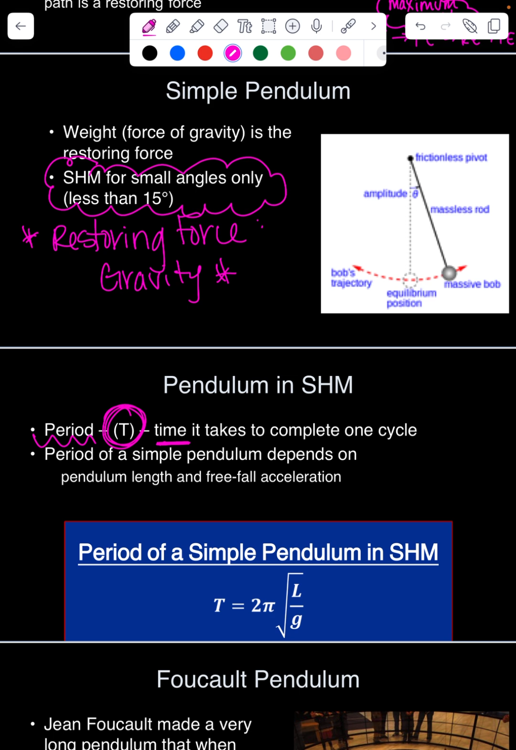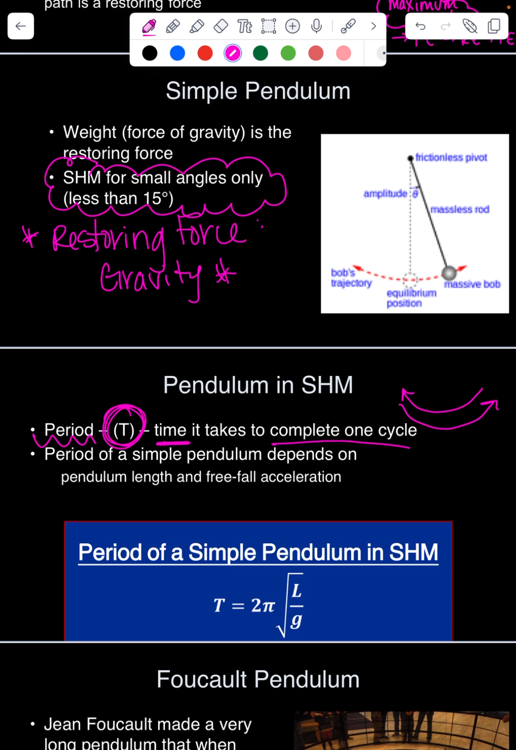All right, so it's the time that it takes to complete one cycle. And for a pendulum, that is it going forward and then coming back. It's the time that it takes to go forward and then come back. So yesterday in our lab, what we were really looking at is what affected the period.